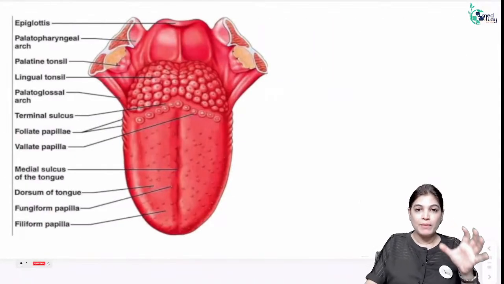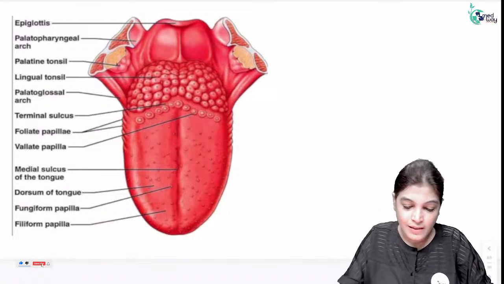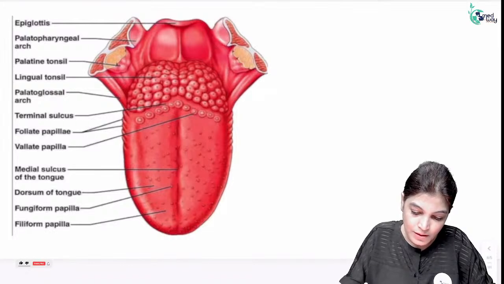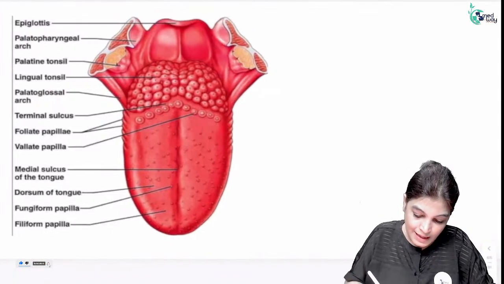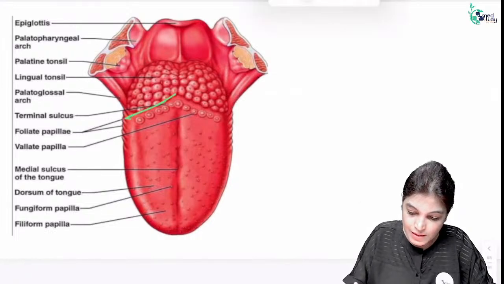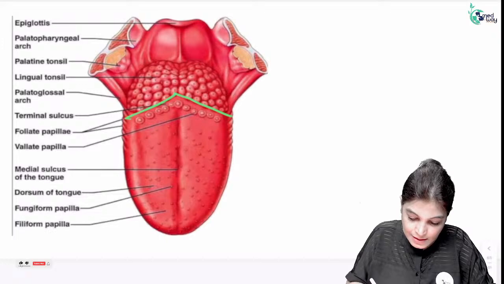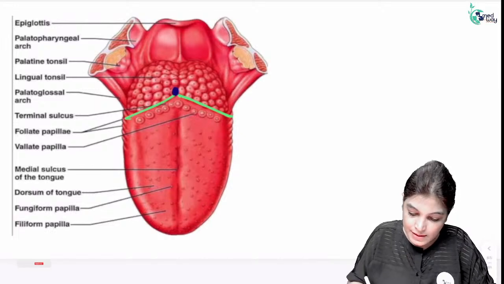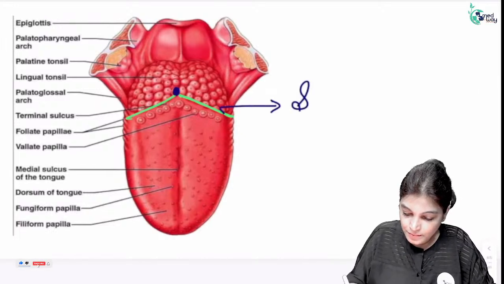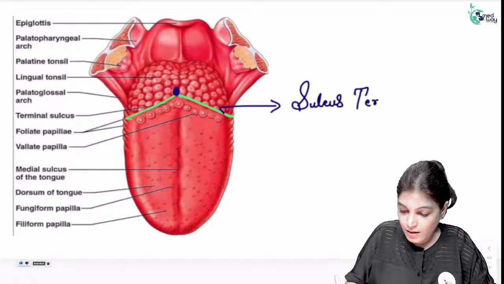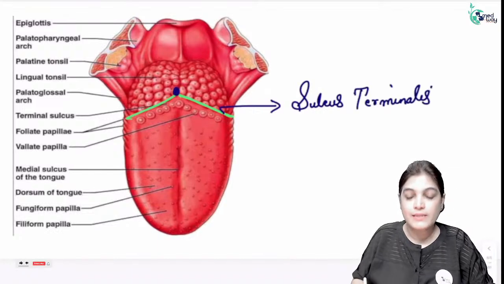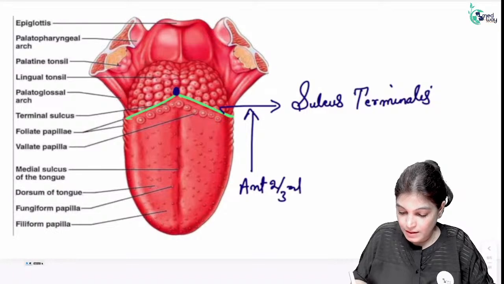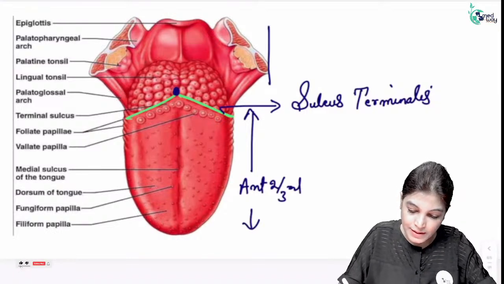Now I would like to show you an image of the dorsum of the tongue. You have to understand the important features. There is a sulcus terminalis. Here you can see this line is the sulcus terminalis. The sulcus terminalis divides the whole tongue into the anterior 2/3 part and the posterior 1/3 part.